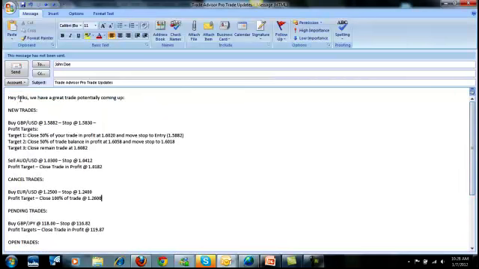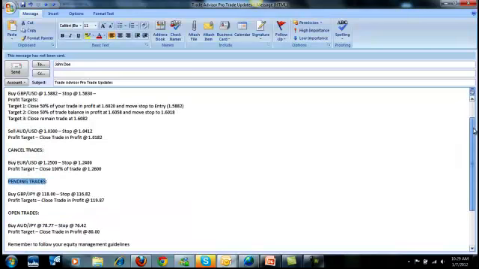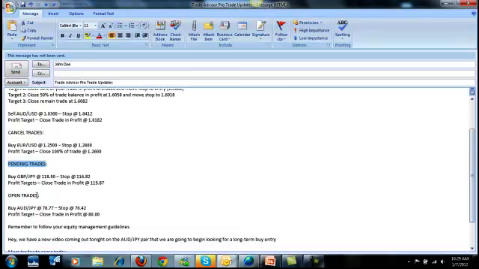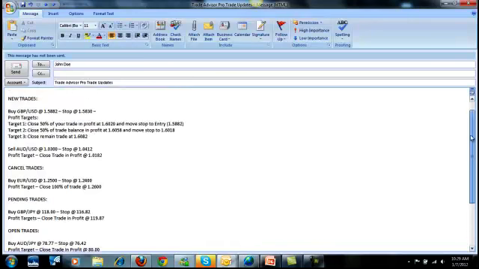So first of all, it says, hey folks, we had a great trade potential coming up. Actually, in here there are several sections, and you have these bold areas of 4 sections. We have new trades. We have cancel trades. We have pending trades. And then we have open trades. Okay? So let's talk about these 4 areas and what they mean.